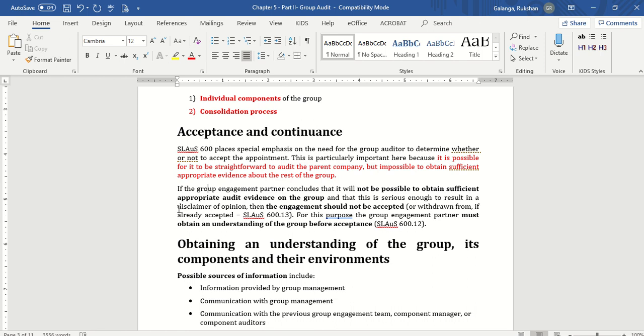You can't get sufficient appropriate audit evidence, then obviously it will be what? A disclaimer of opinion.